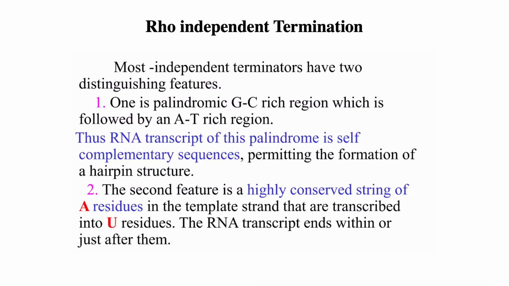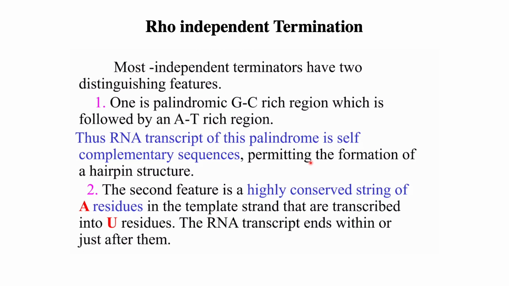The other type of termination is Rho independent termination. Most Rho independent terminators have two distinguishing sequence features. One is a palindromic GC region, which is followed by a region that is rich in A and T. Thus the RNA transcript of this palindrome has self-complementary sequences, permitting the formation of a hairpin structure. So what is a palindrome? A sequence that is inverted and read backwards is basically the same thing as you'd get when you read it forward.